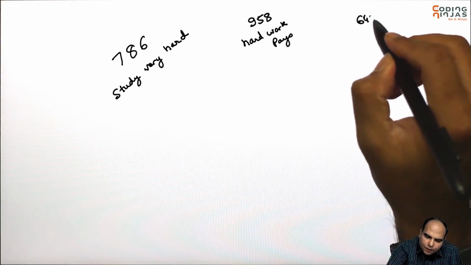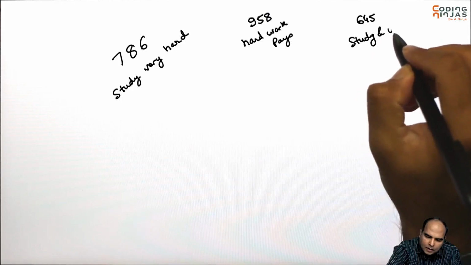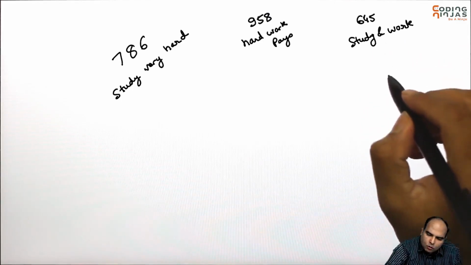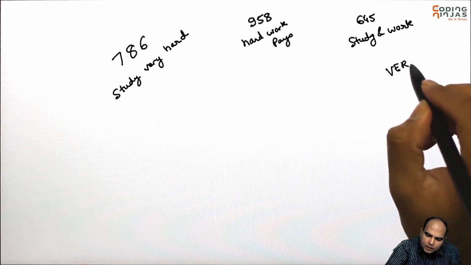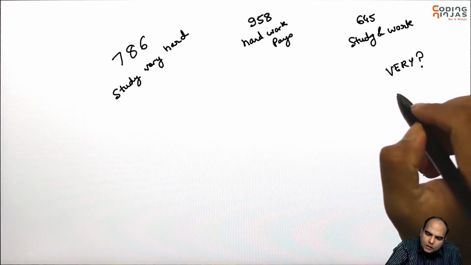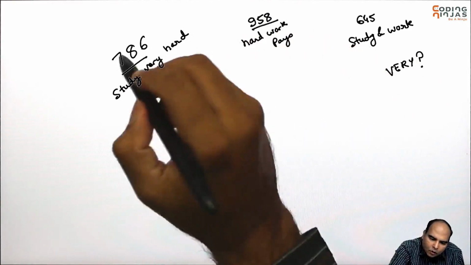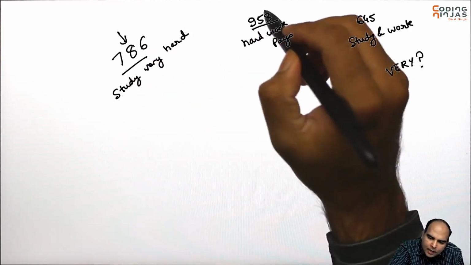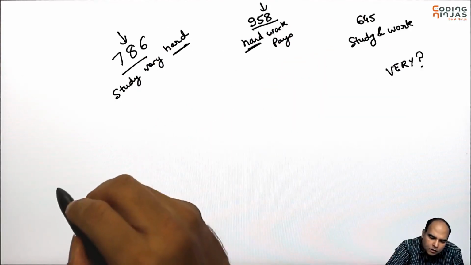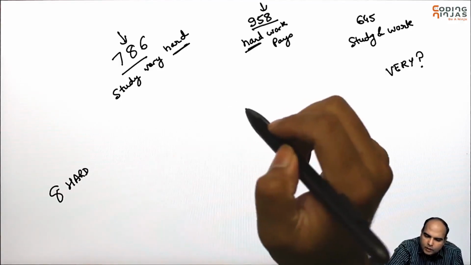And 645 means study and work. So what is the code for "very" in this question? Again, if you look at this question, you first look at the first number and the second number. Look at the commonality between them. 8 is common and the word "hard" is common. So 8 means hard. That's quite clear.